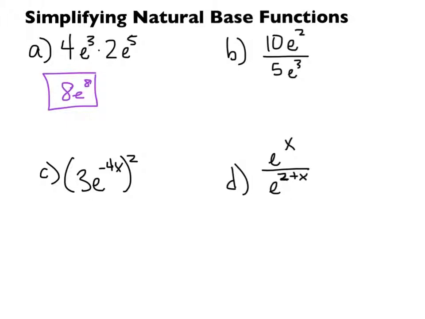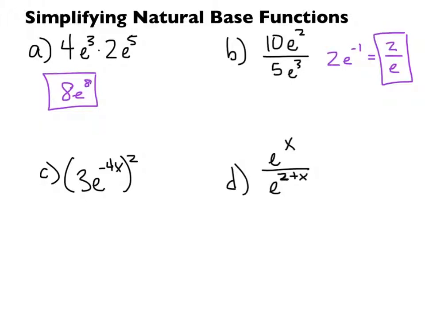So whenever you're multiplying, you add the exponents. Whenever you're dividing, what should you do to the exponents? Subtract. So 10 divided by 5 is 2. And now if you subtract those exponents, you get e to the negative 1. Now, it's not completely simplified if you have a negative exponent, right? A negative exponent needs to move. So this is 2 over e to the first power, so just 2 over e.